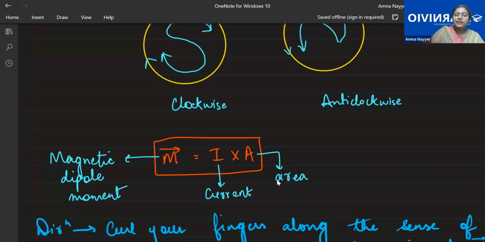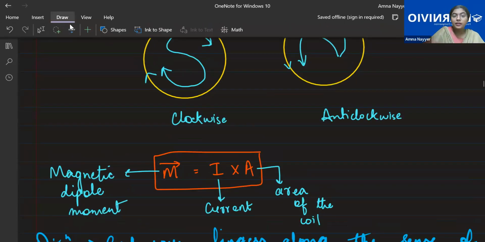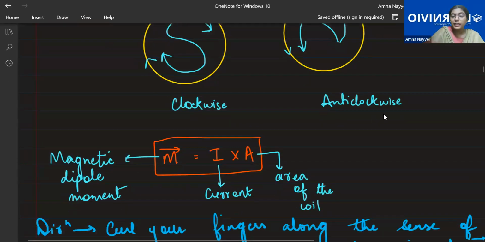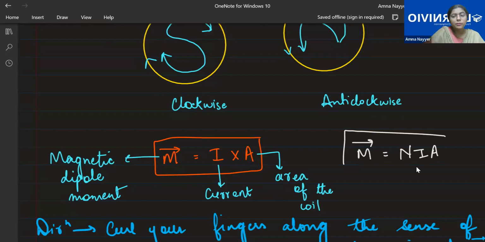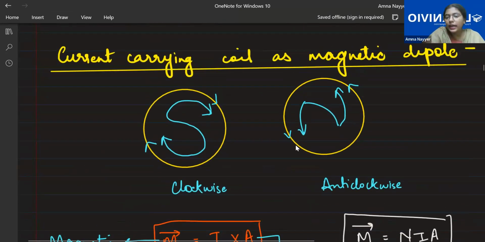Okay. So this is definitely the area of the coil. So if N number of turns are there, then you definitely write the formula as M is equal to NIA. Multiply it with the number of turns. Now, how to write the direction?